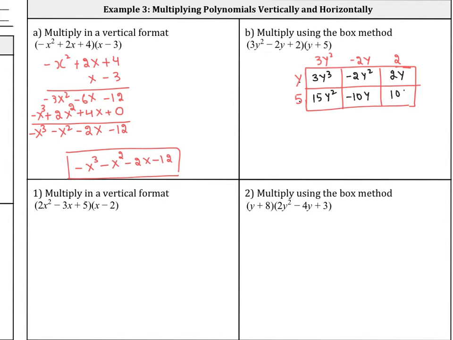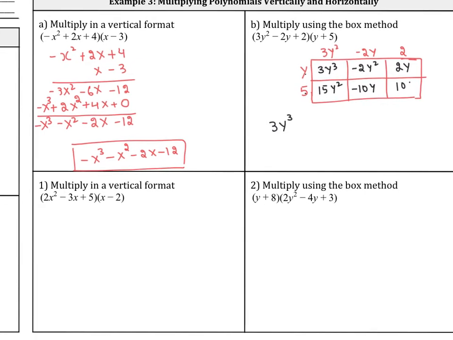Now we are going to combine the like terms. I don't see any term that can be combined with 3y cubed. And the next one is 15y squared minus 2y squared. That's going to be 13y squared. Negative 10y plus 2y is negative 8y. And the last is 10. So that's going to be your answer.